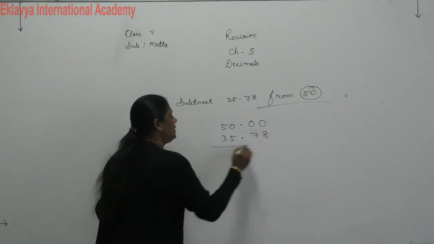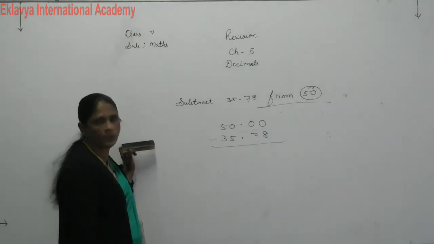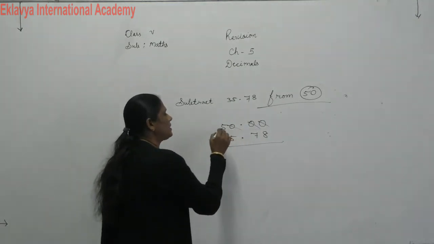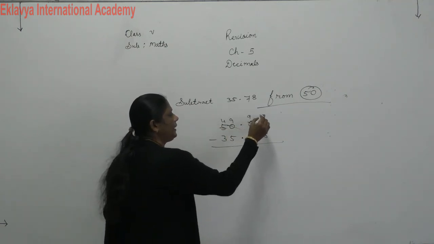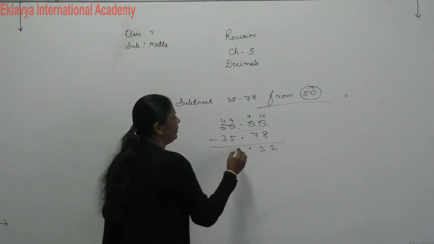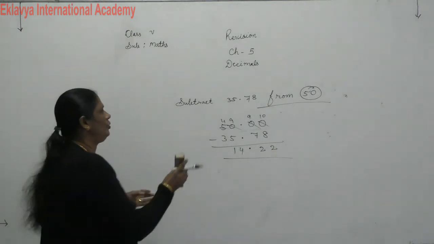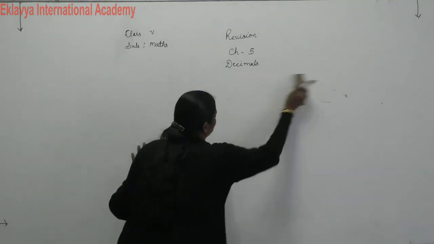Then the first number we write 35.78. Then subtract this number. 8 take away from 0. This is not possible. You borrow, this is cut. This becomes 4, 9, here 9, here 10. Then here 2, then 4, then 1. Our answer is 14.22.